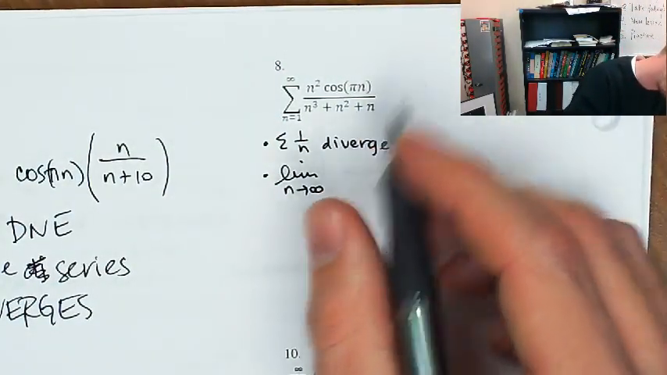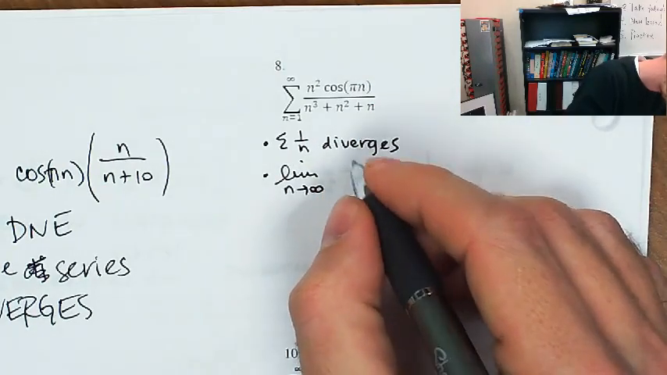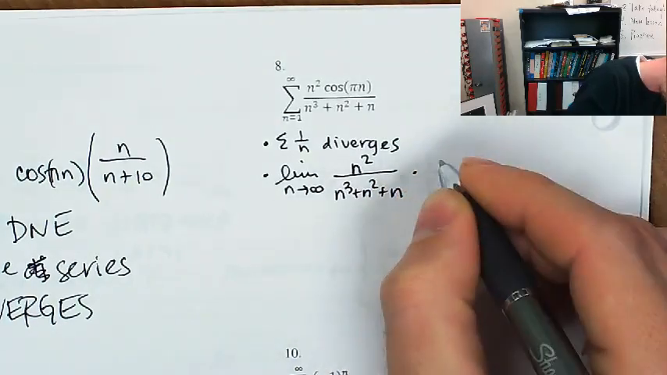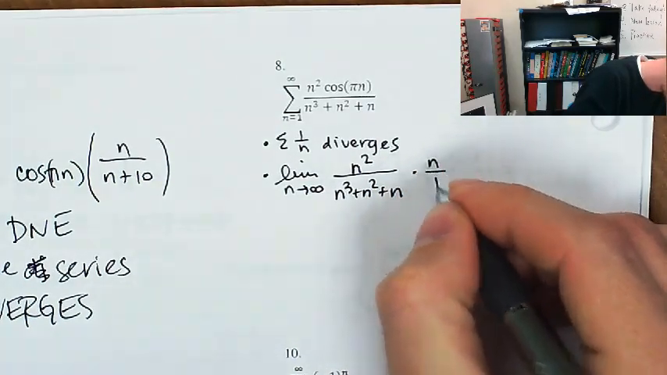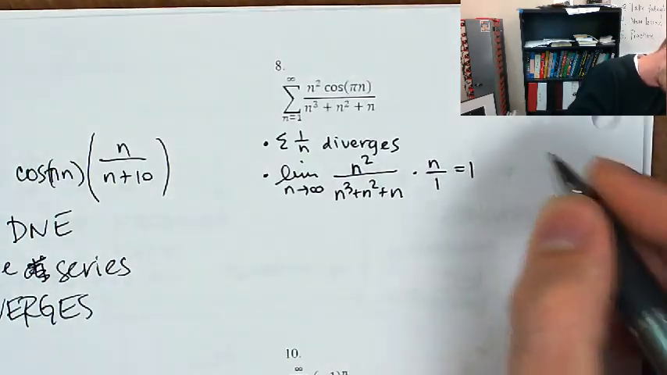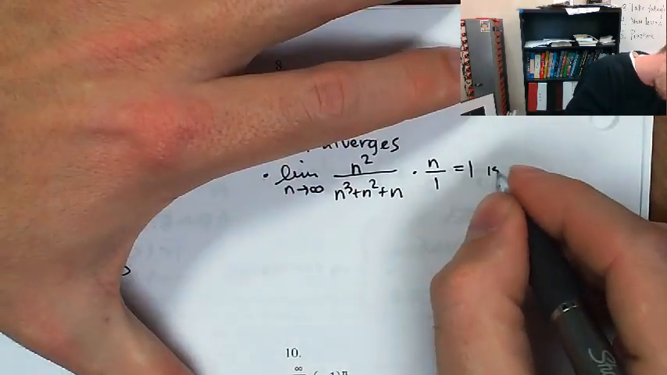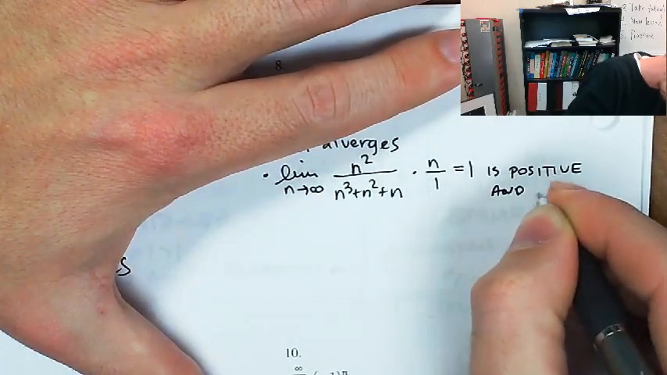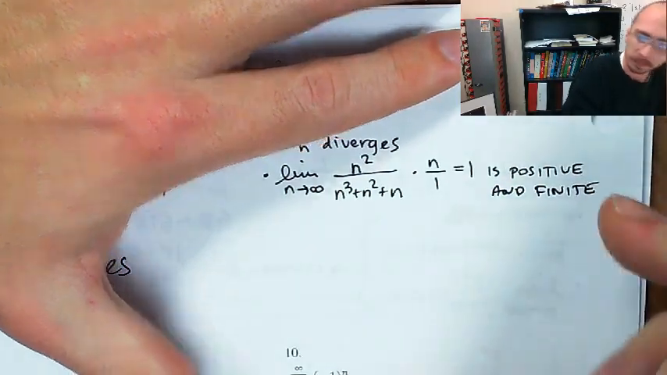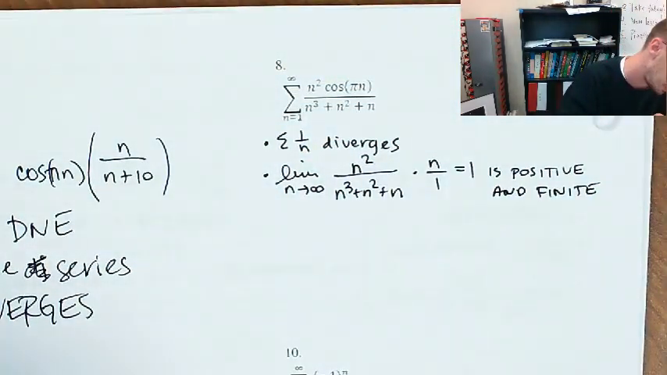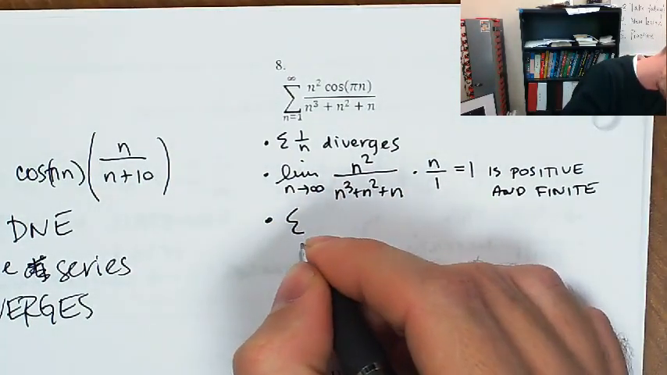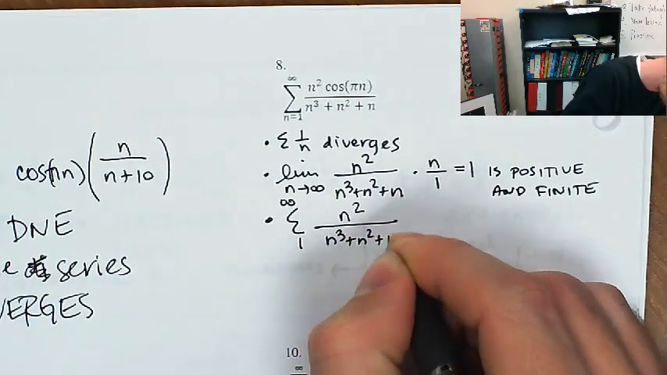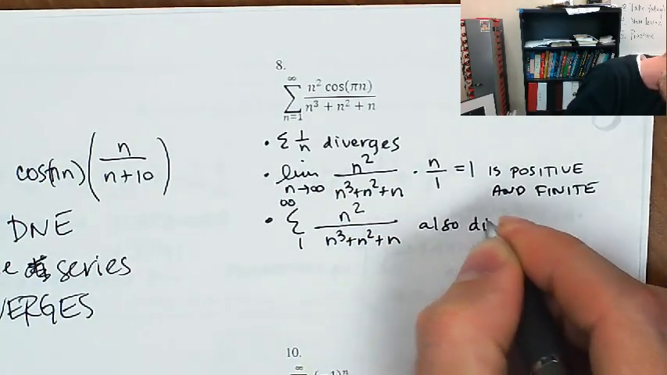So limit as n approaches infinity of n squared over n to the 3, n to the 2, and n divided by 1 over n, so it would be times n over 1. That equals 1, and that is positive infinite. And so that means that the sum from 1 to infinity of n squared divided by n to the 3 plus n to the 2 plus n to the 1 also diverges.